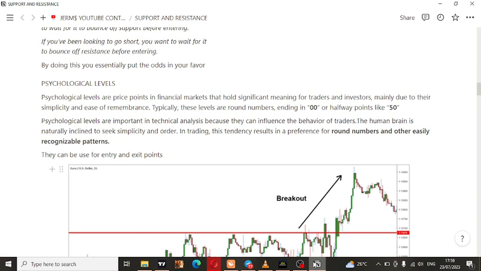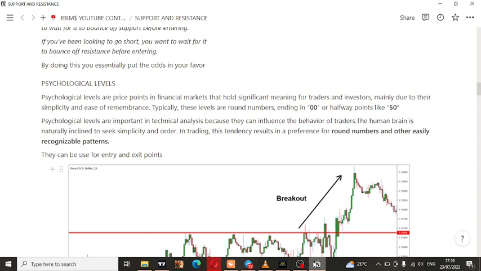So these psychological levels are price points in financial markets that hold significant meaning for traders and investors, mainly due to their simplicity and ease of remembrance. Yeah, so that's the basic definition for psychological levels. And these psychological levels are round up numbers ending in zeros or halfway 50s. So you always see that these psychological levels end in zeros and 50. I'll show you in a bit how to draw these levels on your chart.